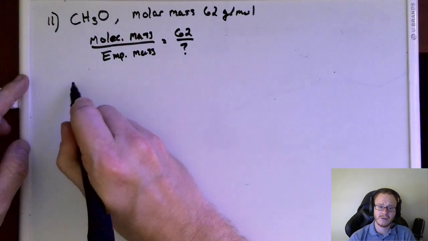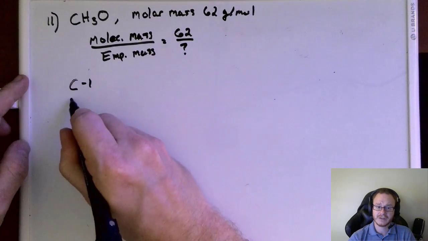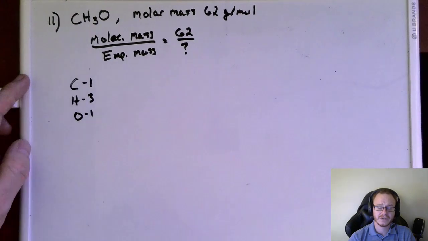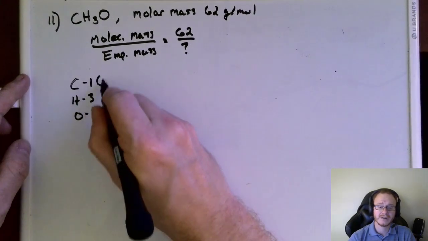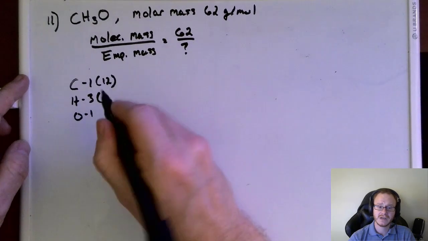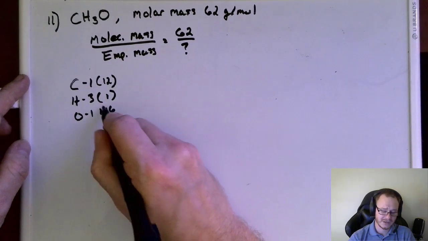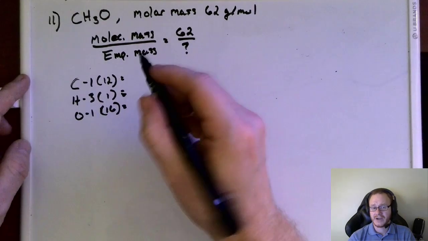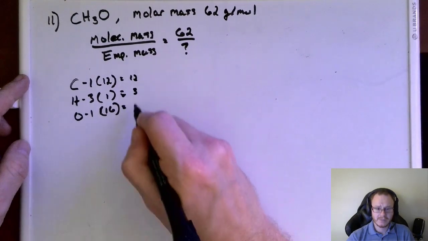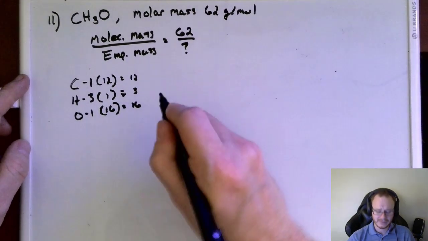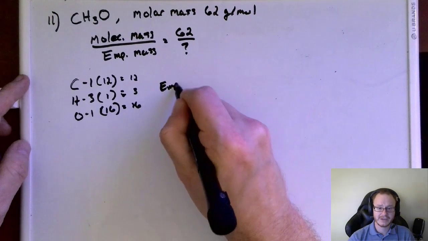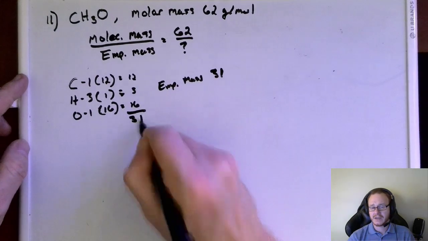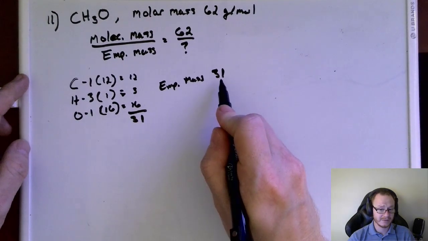Because I already have the empirical formula of CH3O, I simply solve for its molar mass. 1 carbon is present, 3 hydrogen are present, and 1 oxygen is given. Multiply each by their atomic masses, carbon being 12, hydrogen 1, oxygen being 16. Once you add all this together, we have 12 plus 3 plus 16, which results in a total molar mass of 31. This is the mass of the basic formula, not the real formula.